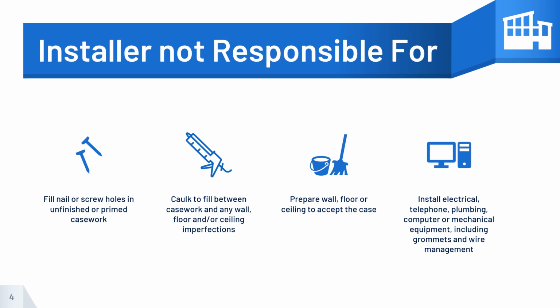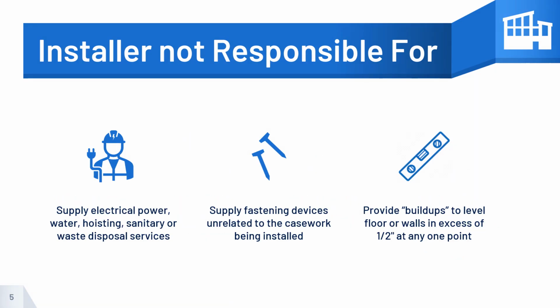Caulk to fill between casework and any wall, floor, and/or ceiling imperfections. Prepare wall, floor, or ceiling to accept the casework. Or, install electrical, telephone, plumbing, computer or mechanical equipment, including grommets and wire management. Supply electrical power, water, hoisting, sanitary, or waste disposal services. Supply fastening devices unrelated to the casework being installed. Or, provide build-ups to level floor or walls in excess of a ½ inch at any one point.